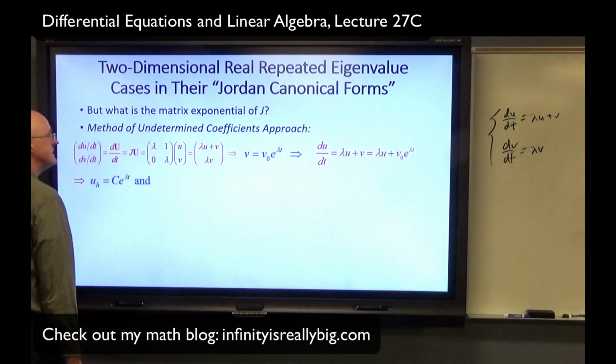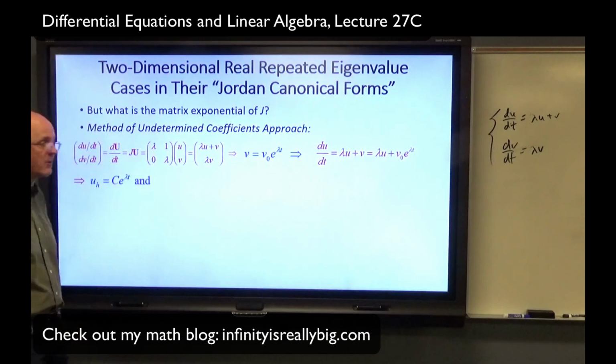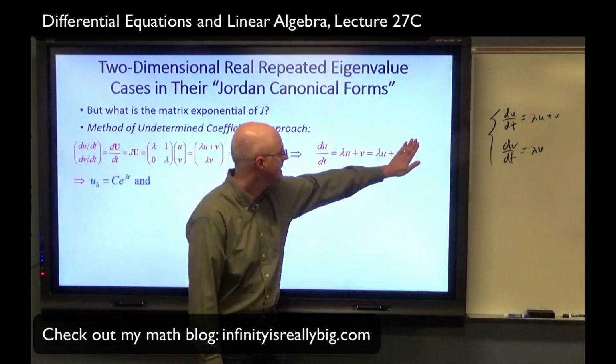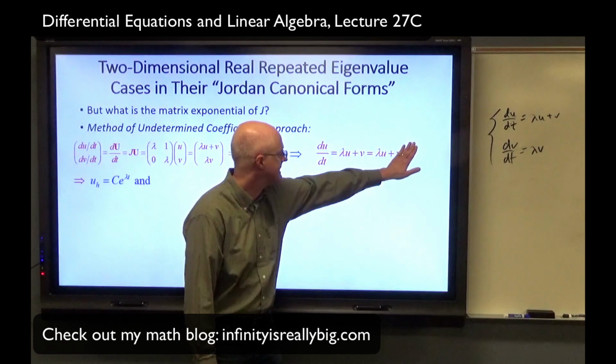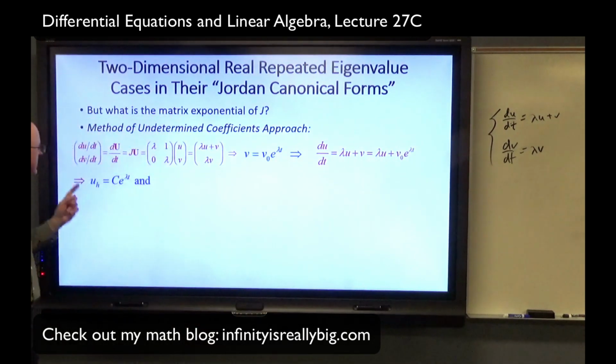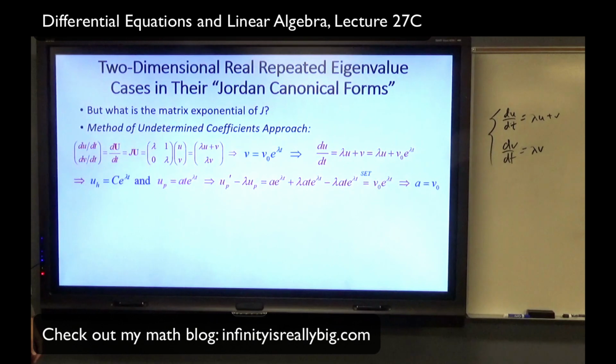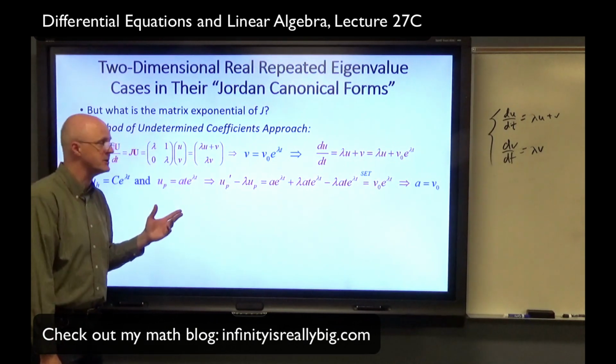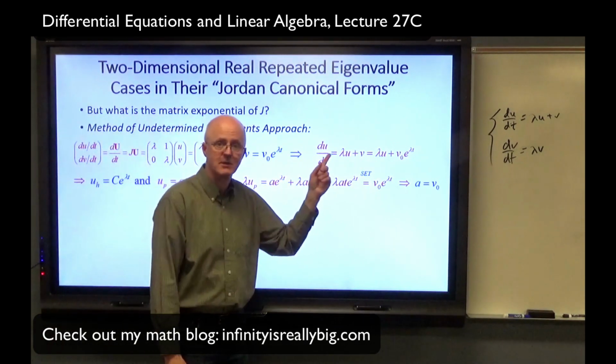Find u_H, the general solution of the corresponding homogeneous equation, where I get rid of the v0 e to the lambda t. I'm just looking at du/dt equals lambda times u. I know the general solution is going to be an arbitrary constant times e to the lambda t. Now, also come up with a particular solution of this non-homogeneous equation.